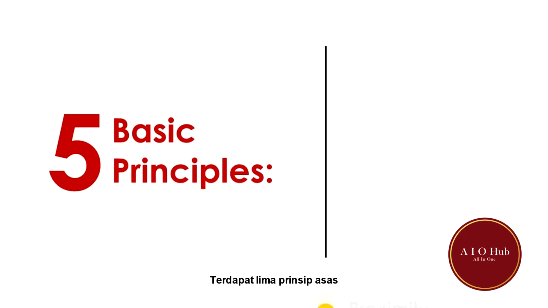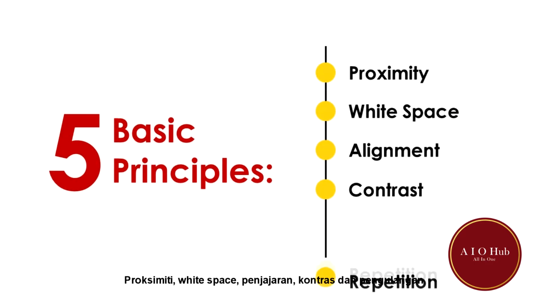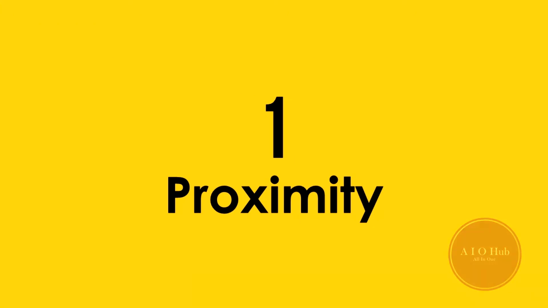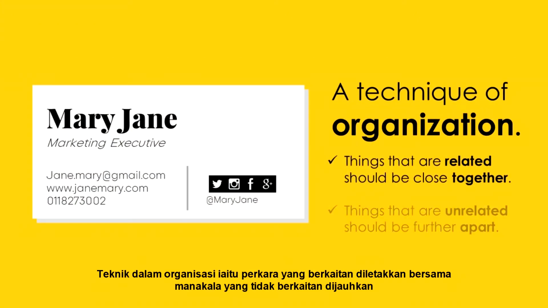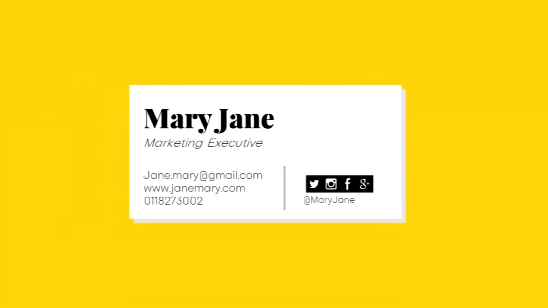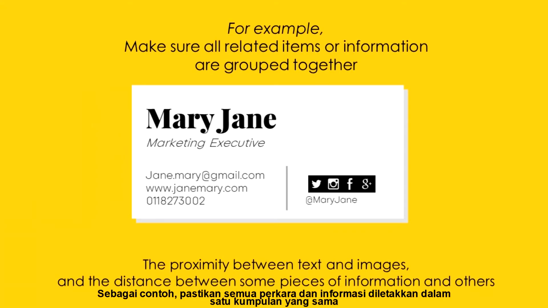There are 5 basic principles: proximity, white space, alignment, contrast, and repetition. The first one is proximity. Proximity is a technique of organization. Things that are related should be close together, while things that are unrelated should be further apart. For example, make sure all related items or information are grouped together.